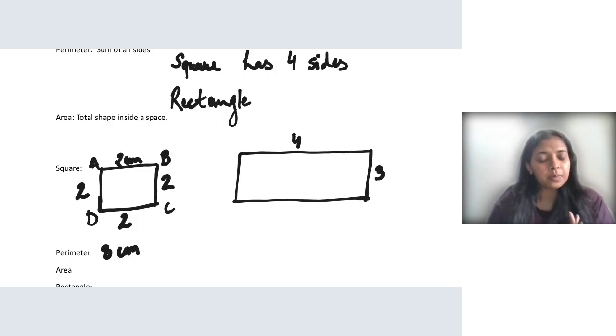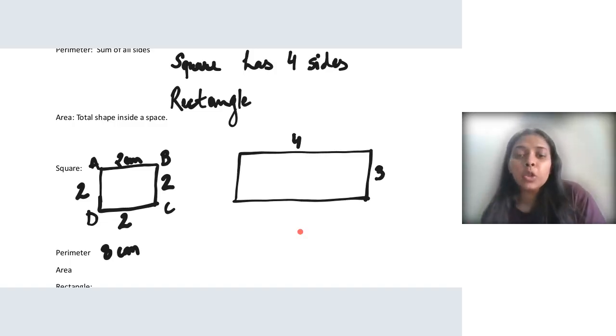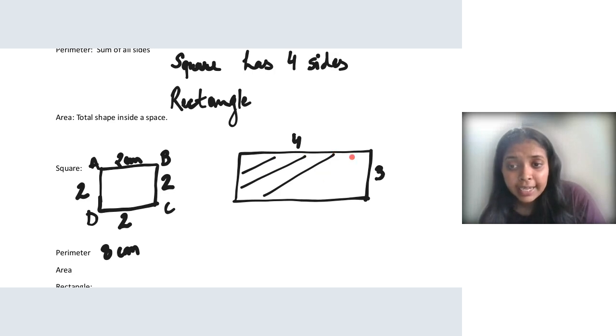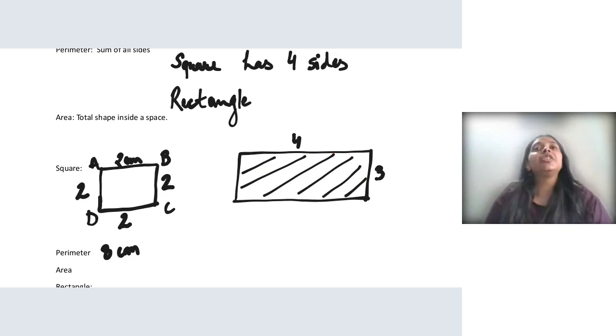Area means the length inside the shape. The total space inside the shape. So for a rectangle, this will be the area, right? Yes, this whole is the area. Very good. So if I ask you to calculate the area of a square, how do you calculate the area of a square?